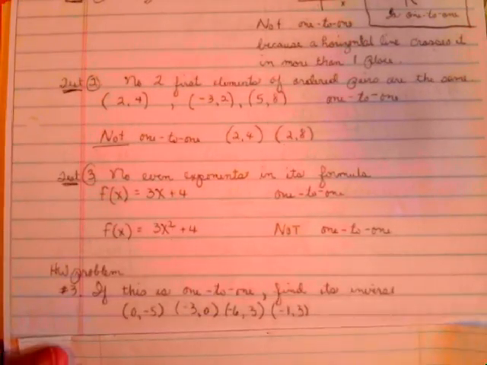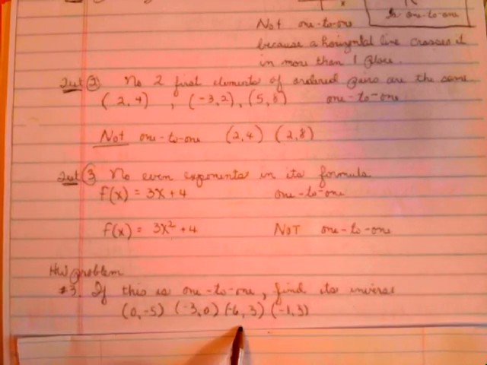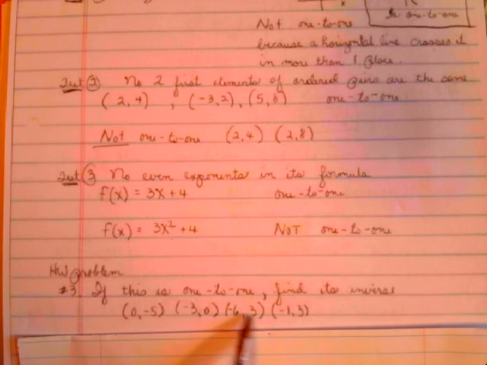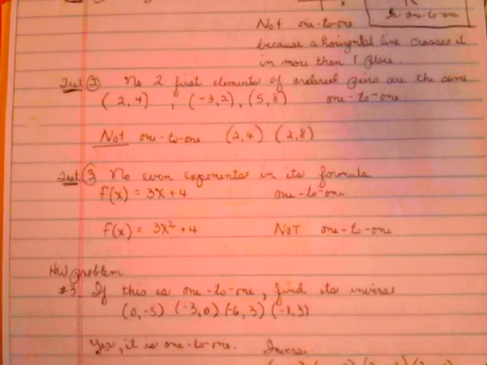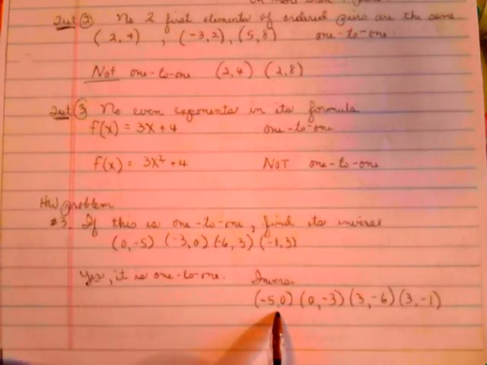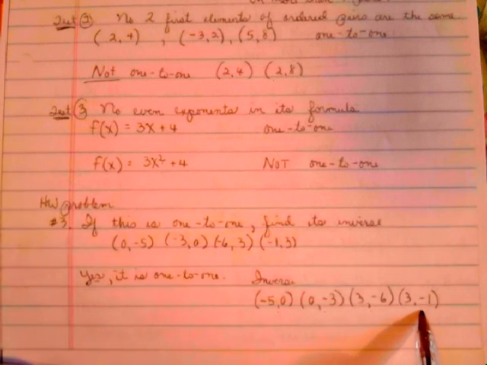Homework problem number 3. If this is one-to-one, find its inverse. If they've given you a set of ordered pairs, in order to write the inverse, since this is one-to-one, I just reverse the order. Yes, it's one-to-one. The answer is negative 5, 0, 0, negative 3, 3, negative 6, 3, negative 1.